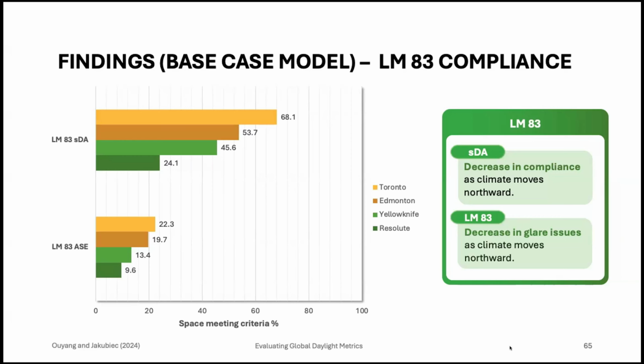The results indicate a significant variability in spaces meeting LM83 compliance criteria across different climates. The variability in SDA compliance highlights a noticeable decrease as one moves northward. Similarly, ASE compliance exhibits a decrease in glare issues as one moves north, attributed to the reduced daylight and SDA compliance.